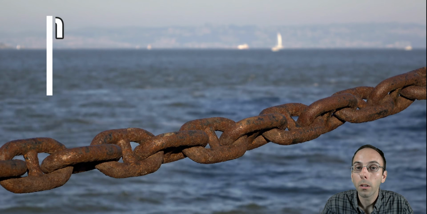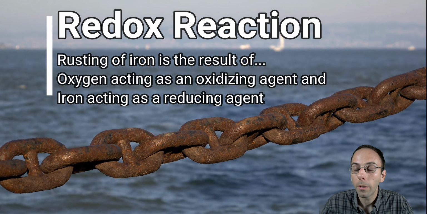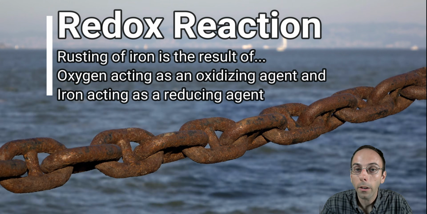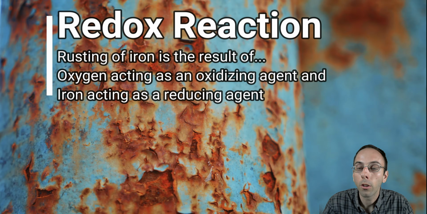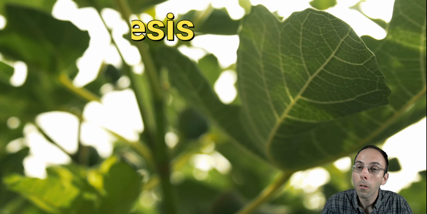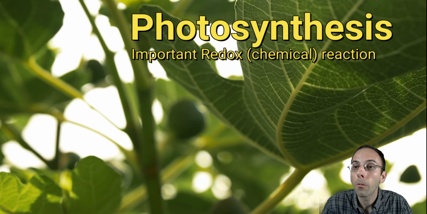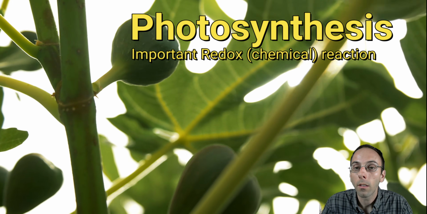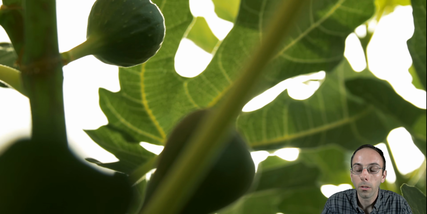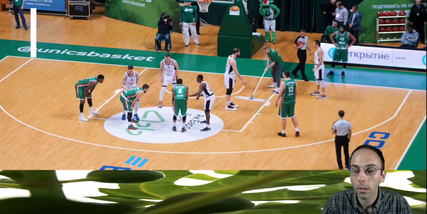Something that takes a little bit longer is a redox reaction, in this case the rusting of iron. Oxygen acts as the oxidizing agent and iron acts as the reducing agent. This occurs over time, and there are changes occurring at the molecular level. Another very famous redox reaction is photosynthesis, and this is a very important redox reaction. This is also another chemical reaction that falls into that same classification.